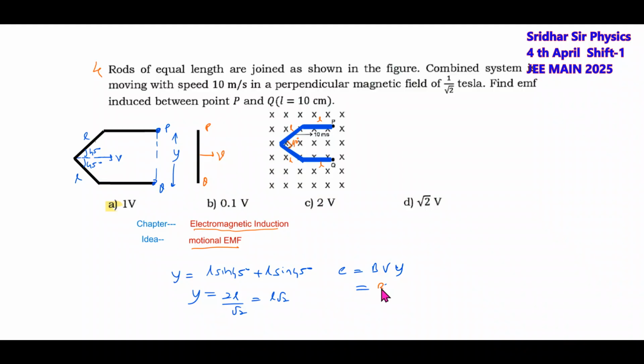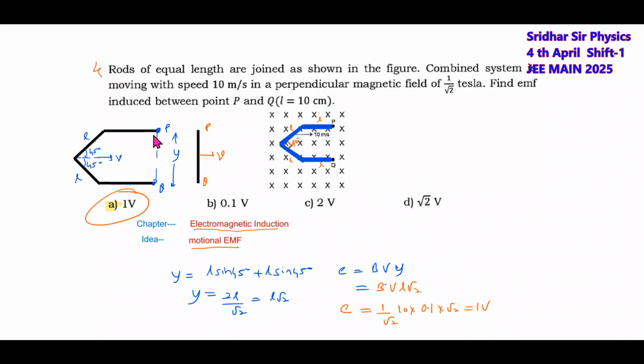So BVY. What is Y equal to? Y equals L root 2. So BV L root 2. The value of B is how much? 1 by root 2. Speed is 10. Length is 10 centimeters. 0.1 into root 2 will be 1 volt.